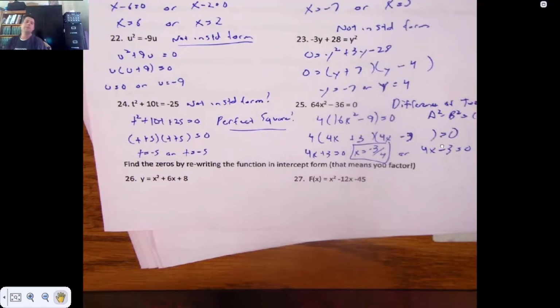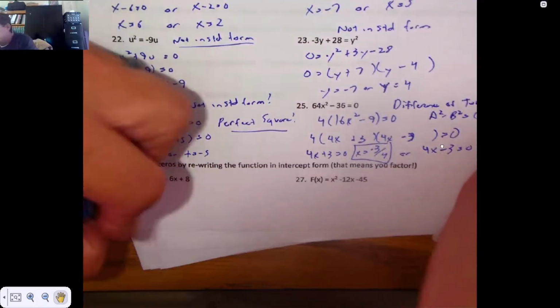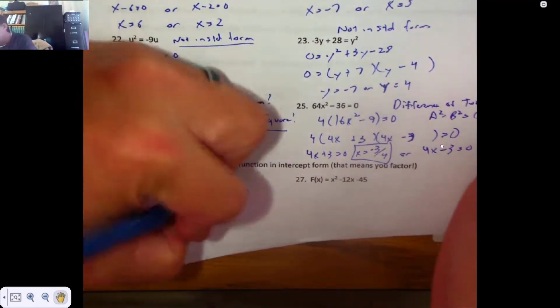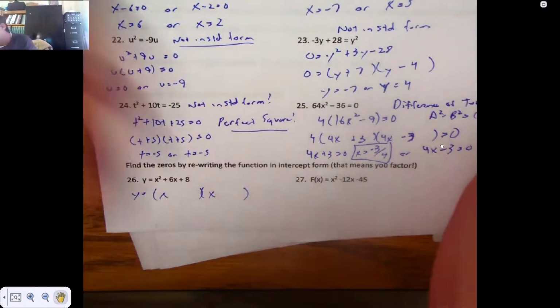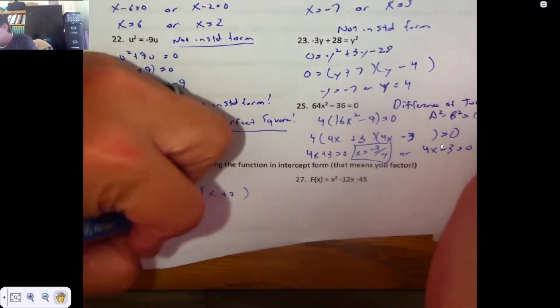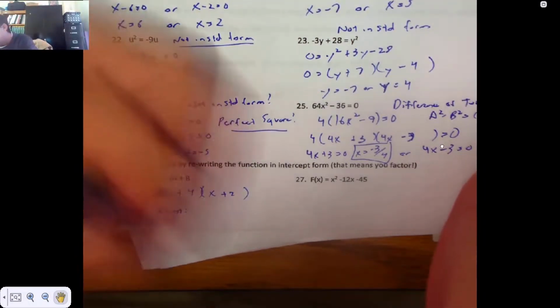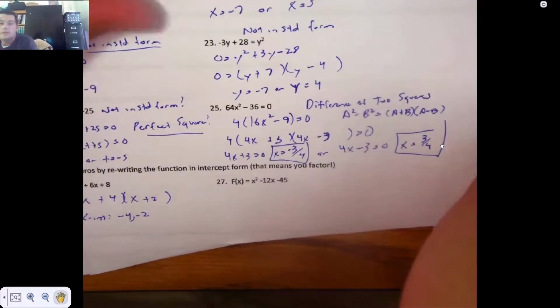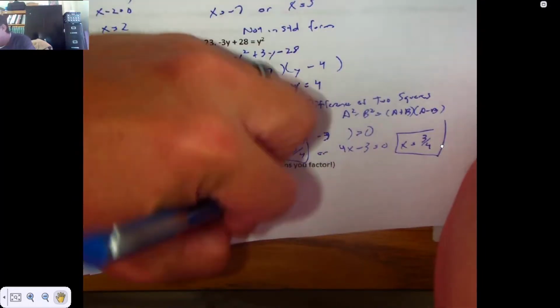Find the zeros by rewriting the function in intercept form. That means you factor it. That's all it means. To create an x squared, you need an x and an x. Factors of 8 that add to 6 are 4 and 2. So my x-intercepts, or my zeros, I'll just call them x-intercepts, are negative 4 and negative 2. And the last one, it's called f of x, big deal. Factor it.